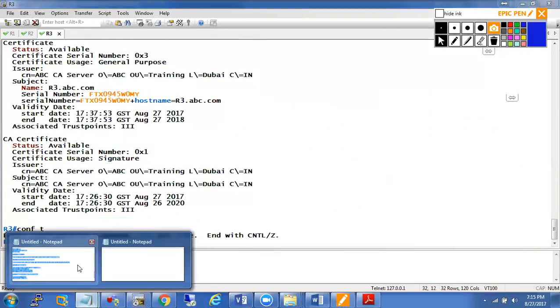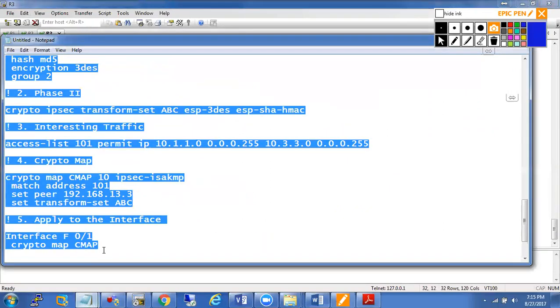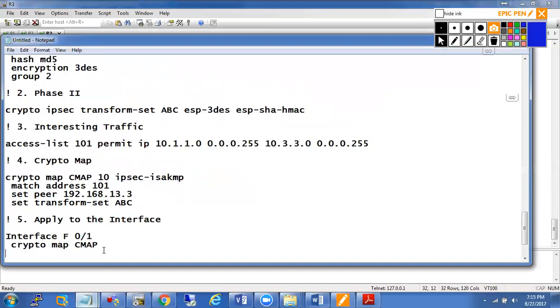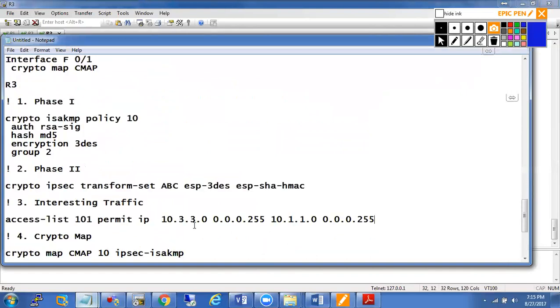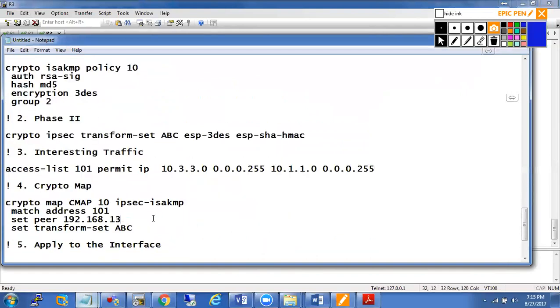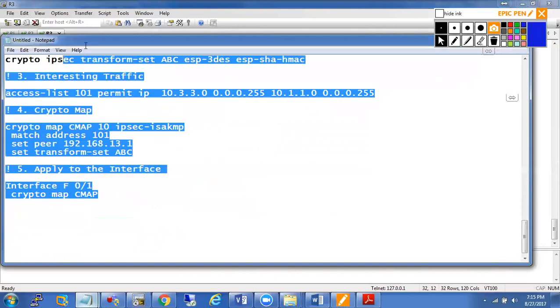R3. Phase 1 is the same. I need to flip this part over here, 10.3 to 10.1, and this one changes to 13.1. Apply it to the interface, and I should be good to go.